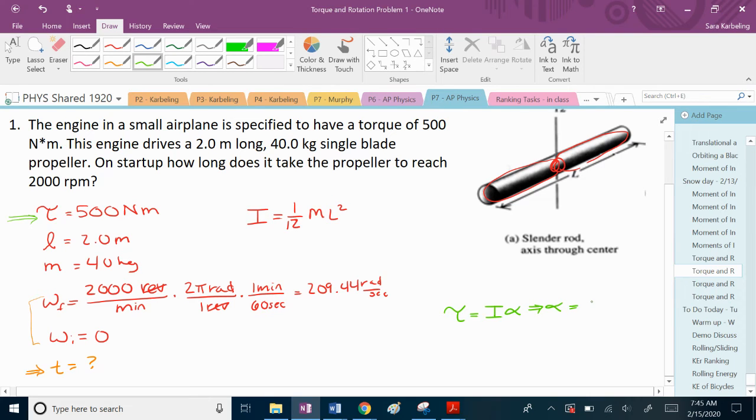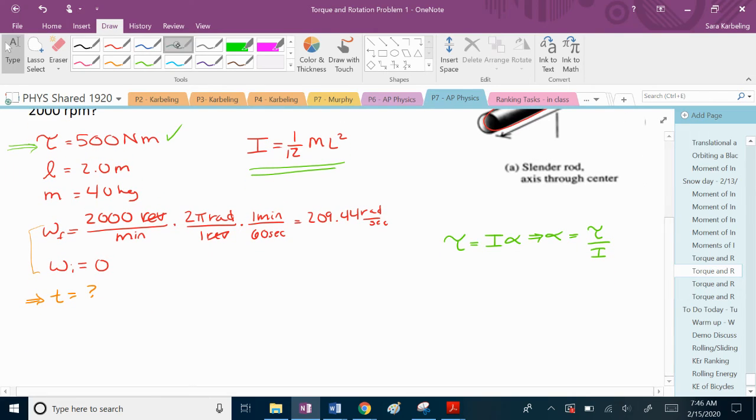We could say that alpha is equal to torque divided by moment of inertia. We already know the torque, and we know an equation now for moment of inertia. So we can solve this fairly easily. Let's take a look. Alpha is equal to our torque that we know, divided by 1/12 the mass, which is 40, times the length squared. The length is 2, and we have to square that. When I plug these values in, I'm going to throw all of this together in this problem. If you want to do it step by step, that's 100% fine with me, but I like to do algebra.